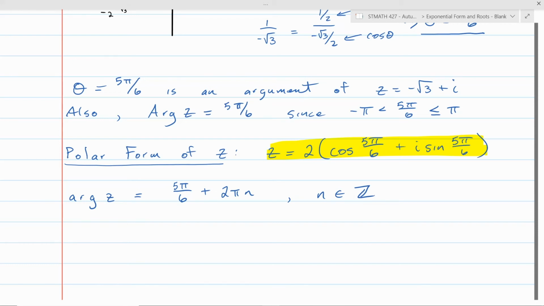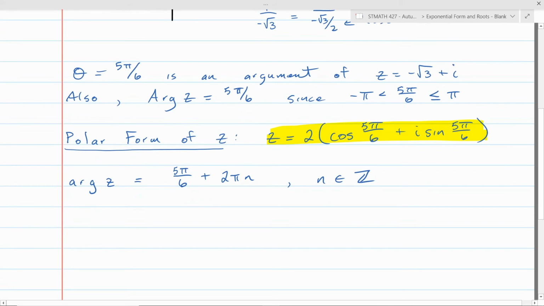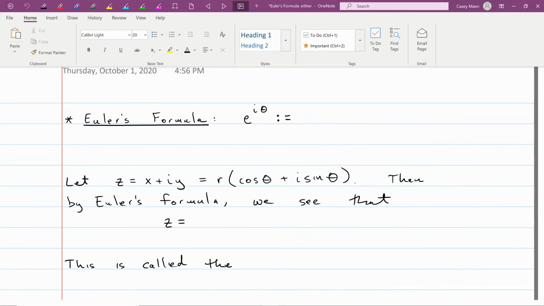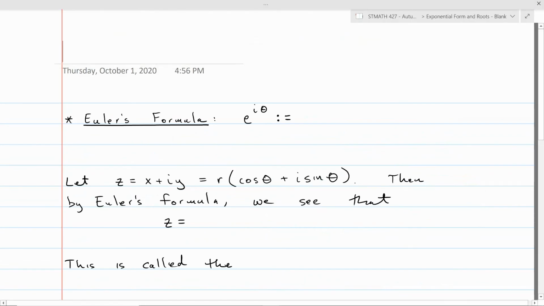That's describing a whole bunch of arguments if you put 2 pi n, where n is any integer. All right, so now that we have the polar form, and we understand every complex number can be associated with a radius, a positive radius, and then some sort of angle, then we can start talking about the exponential form of a complex number, which is actually more useful. The polar form is just an intermediate step to get there.